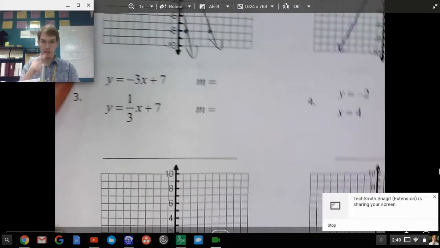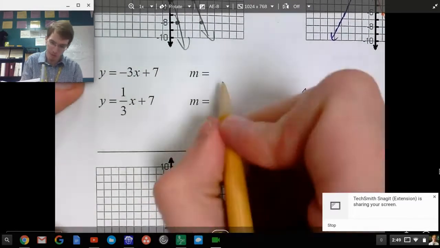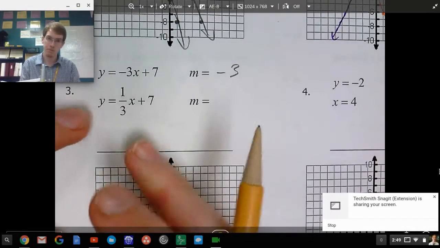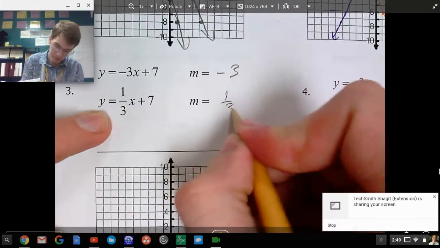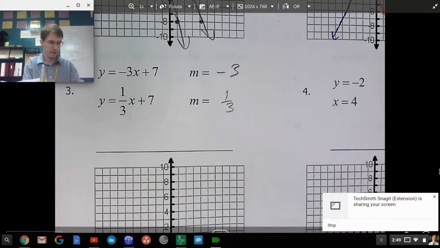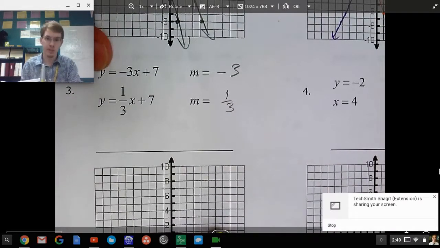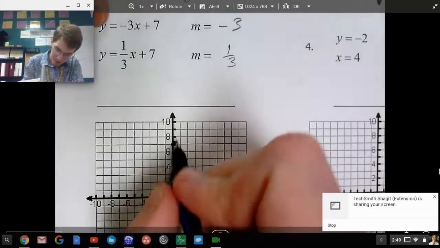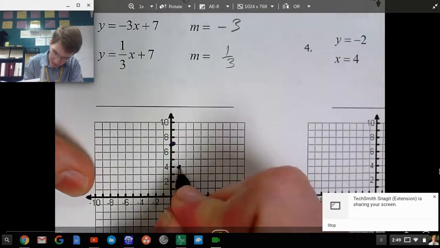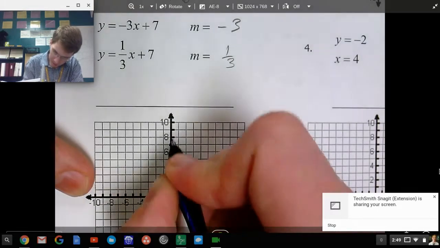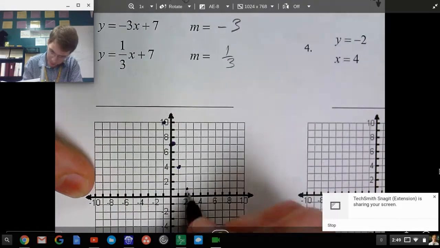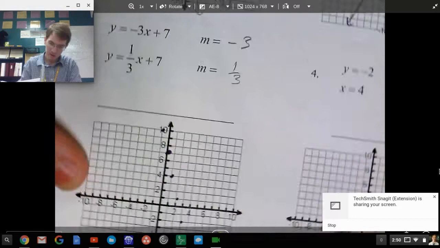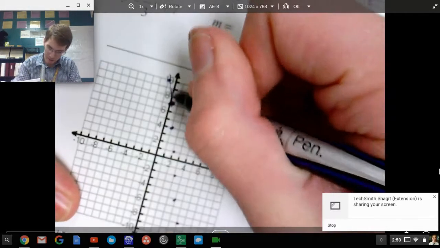All right, so number 3, negative 3x plus 7. So the slope is negative 3. 1/3 x plus 7. Slope is 1/3. Okay, so if I go to graph the first one, you can see negative 3x plus 7. So I'll start at plus 7. Negative 3, so I'm going to go down 3 over 1 to the right, down 3 to the right 1, or up 3 to the left 1. Okay, and looks like we have some points in the line there.